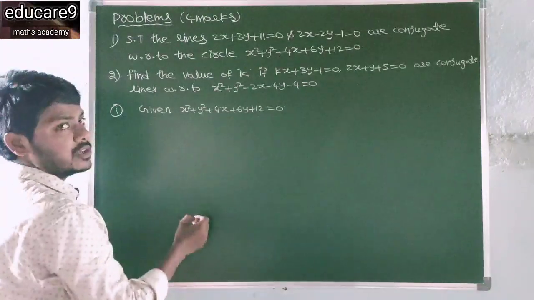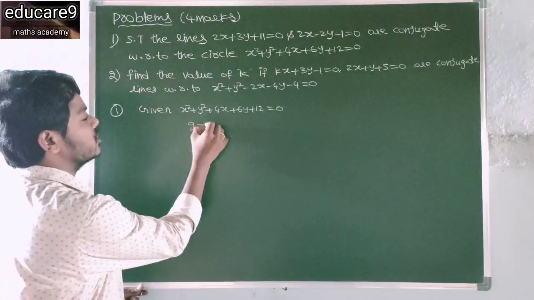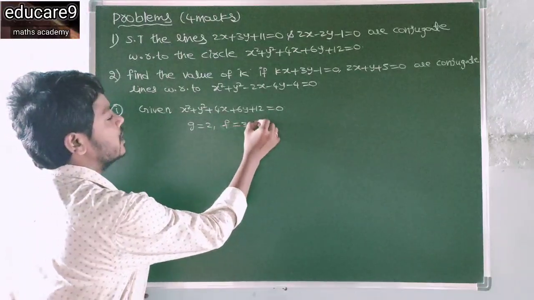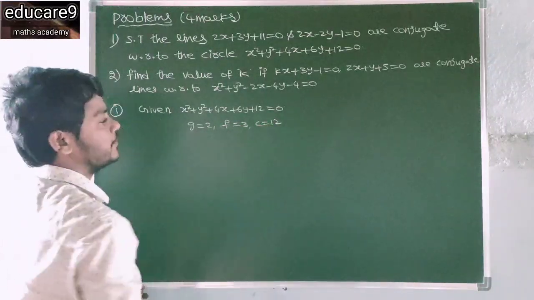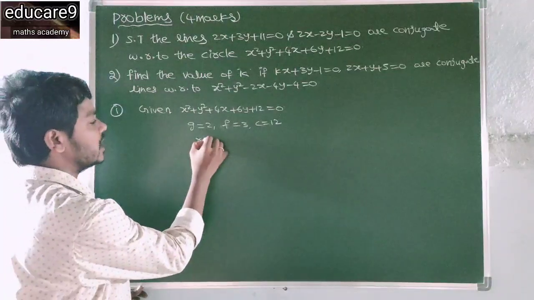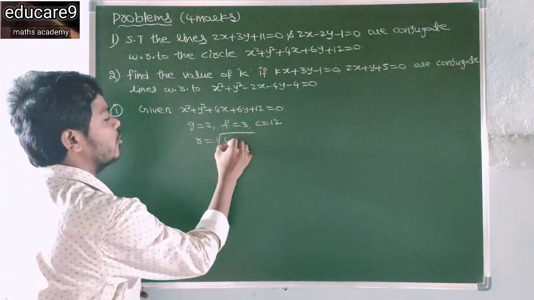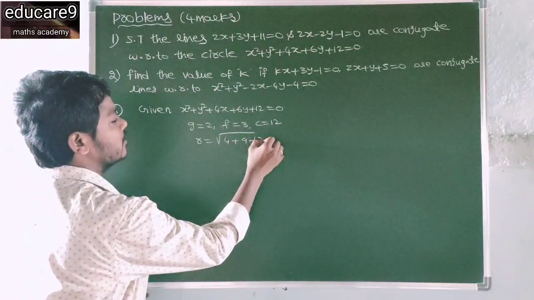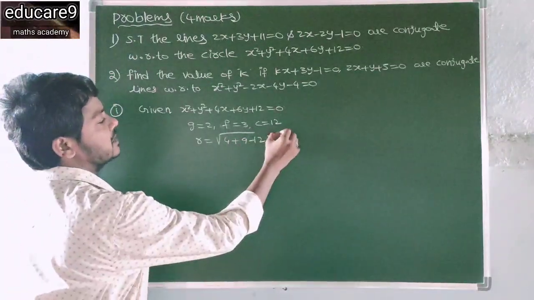So here 2g is equal to 4, therefore g is equal to 2. 2f is equal to 6, f is equal to 3. And c is equal to 12. And what is the radius of the circle? That is square root of g square 4 plus f square 9 minus 12. So clearly the radius is 1.